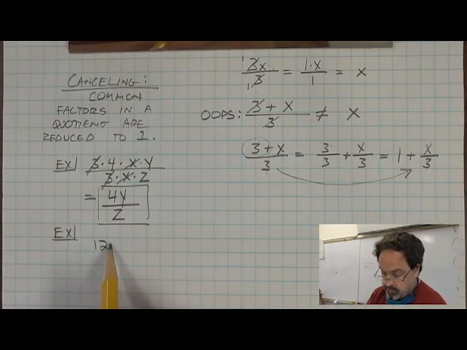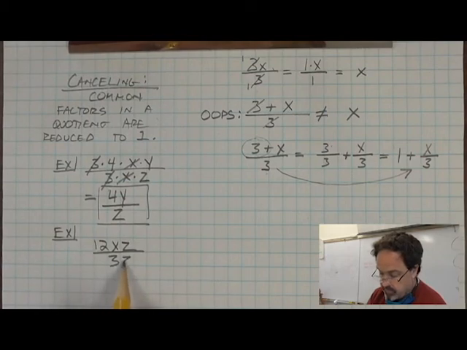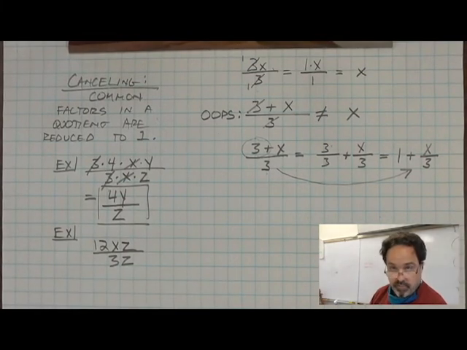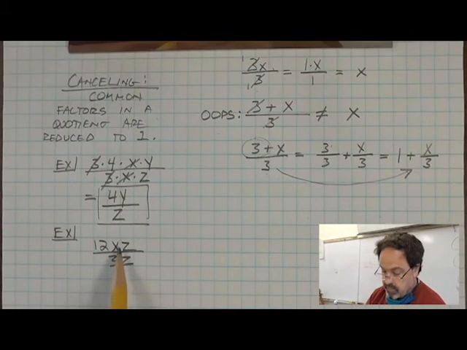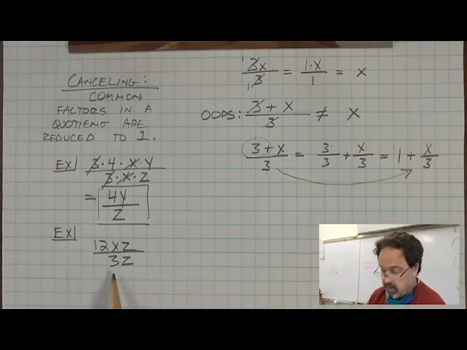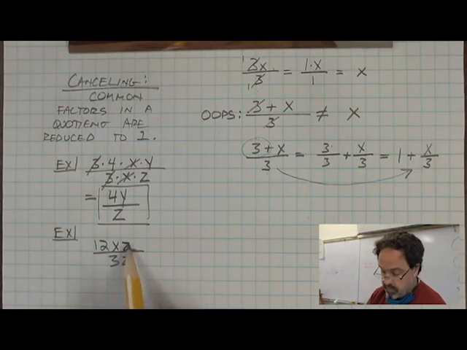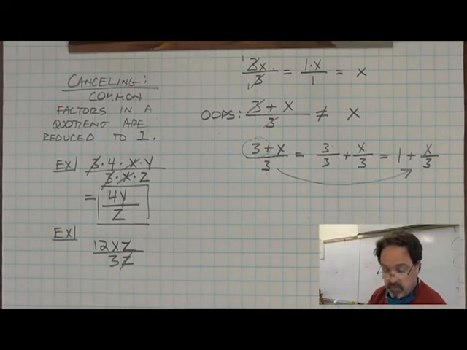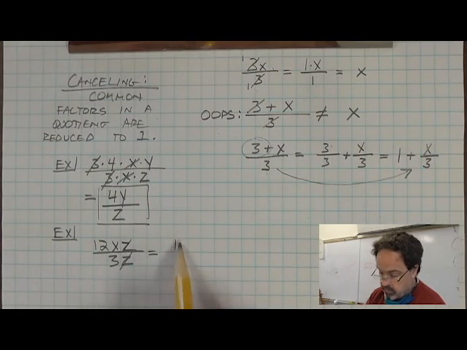I'm going to write a fraction 12xz divided by 3z. This is a quotient. The things in the numerator and denominator are being multiplied, so they're factors. I can cancel if I have a common factor, and I can see quite readily that the z is a common factor that can be canceled. And what I have left is 12x divided by 3.